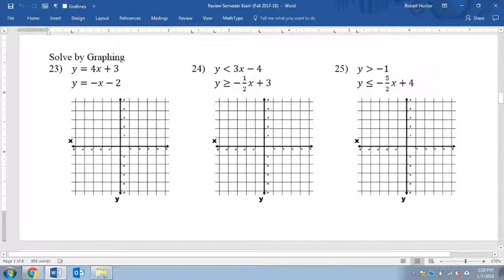Alright, 23 to 25, solved by graphing. So here's what we're going to do. We're going to just start graphing. You only need 2 points for a line. So I like 0 and 1 more than anything.